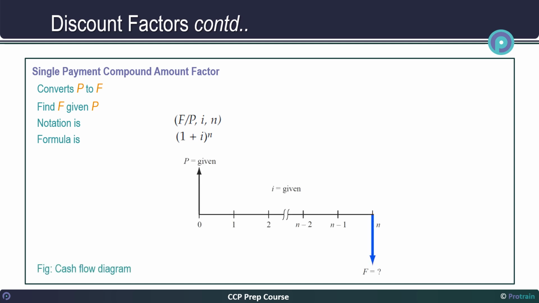Figure now shown on the slide represents cash flow for single payment compound amount factor. The cash flow shows that we have to find F when P is given.